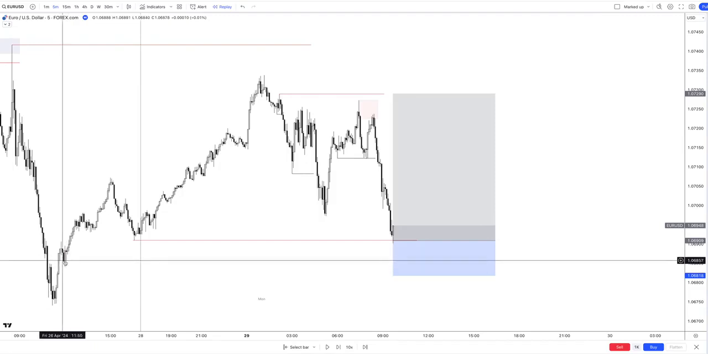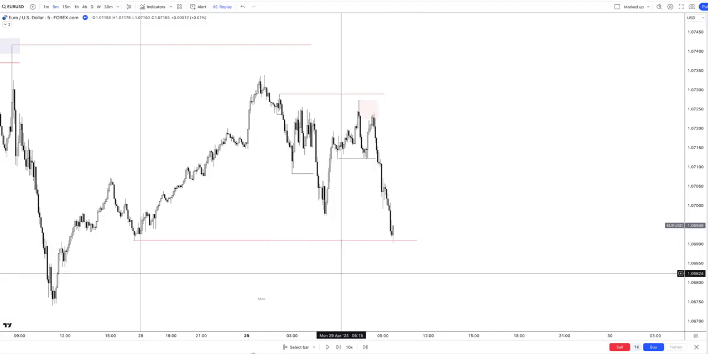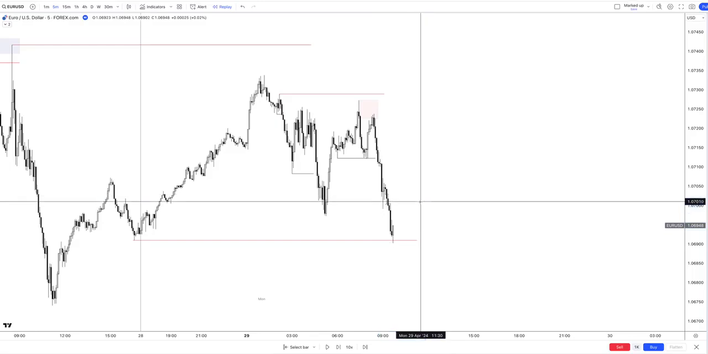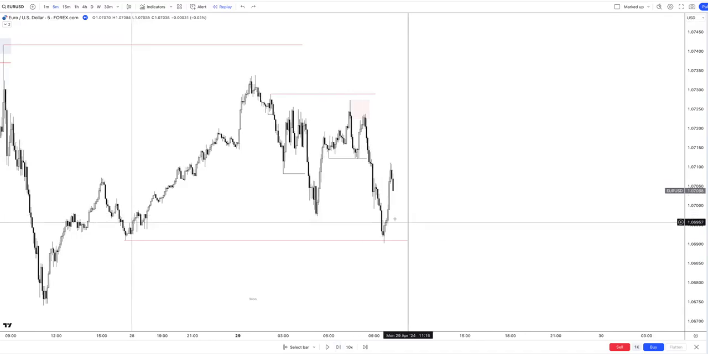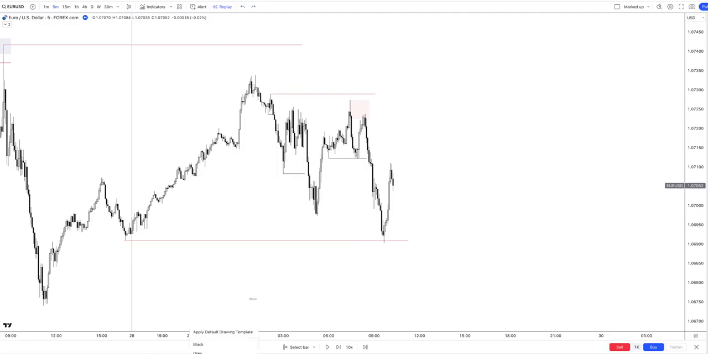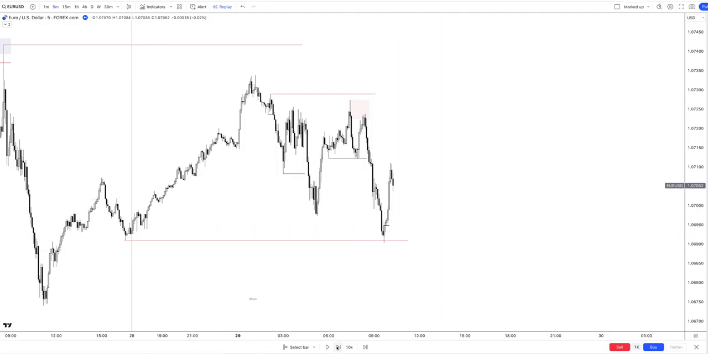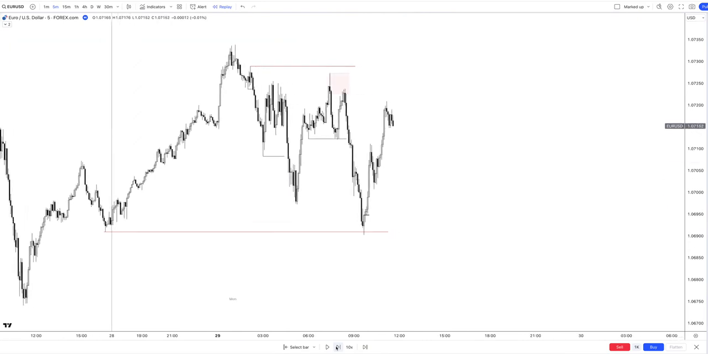Nothing clean, at least, maybe a little minor one, but nothing I would be taking just an entry off the low. So I'll be needing to see some sort of entry model here as a confirmation for me to enter the market and target the liquidity we left to the upside. And as you can see, 5-minute kind of had a liquidity block down here. Nothing super clean, but that's really it. And after that, moved higher, little pullback, and then just continuation to the highs.